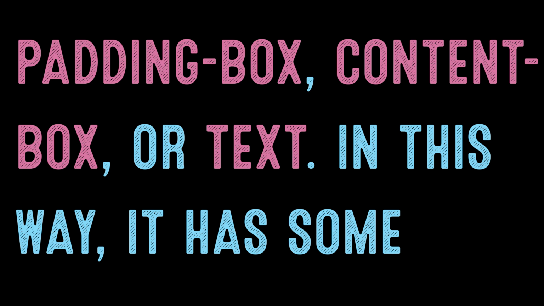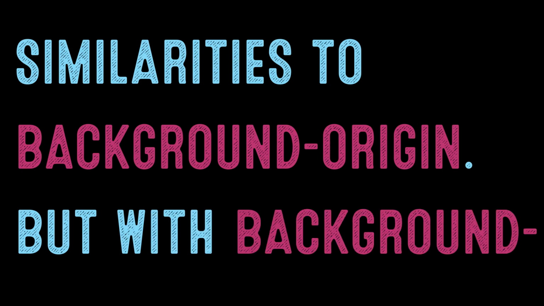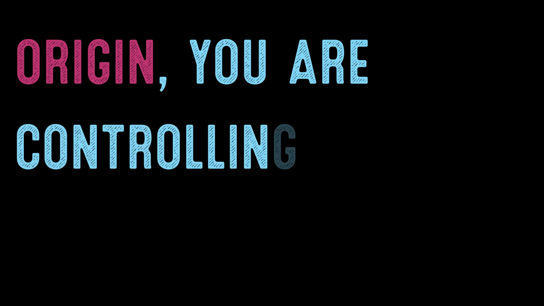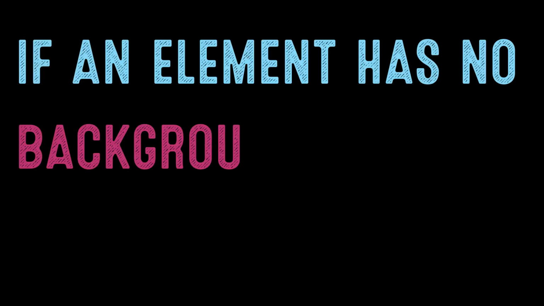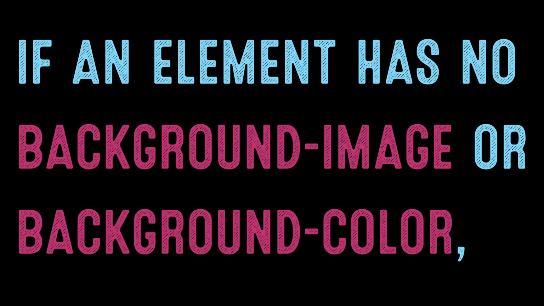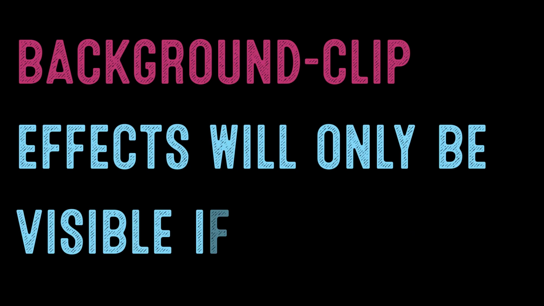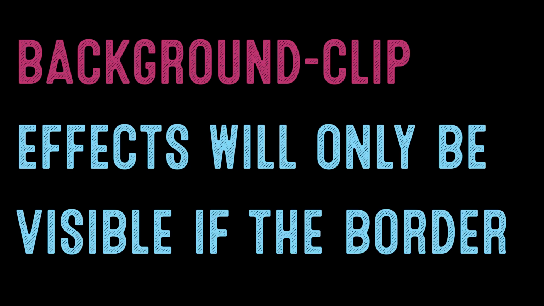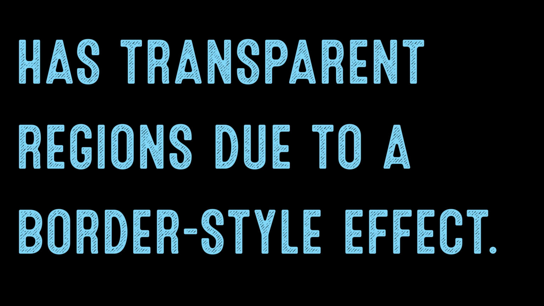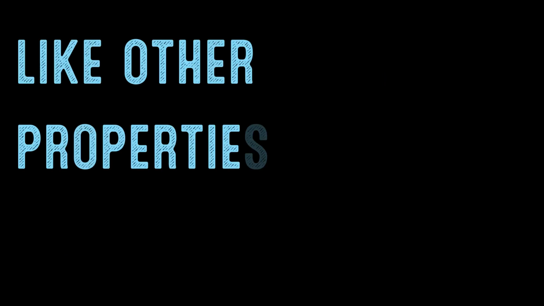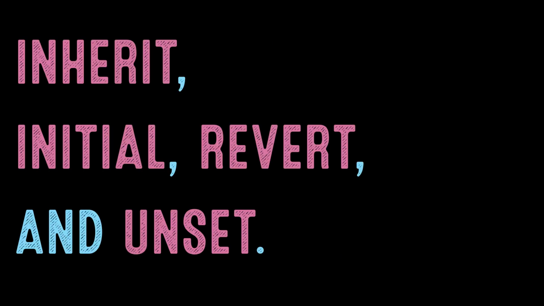In this way, it has some similarities to background origin, but with background origin, you are controlling a background image. If an element has no background image or background color, background clip effects will only be visible if the border has transparent regions due to a border style effect. Like other properties, background clip accepts the global values of inherit, initial, revert, and unset.